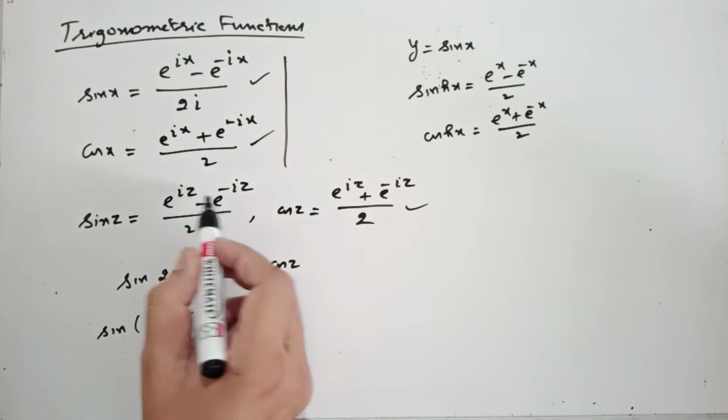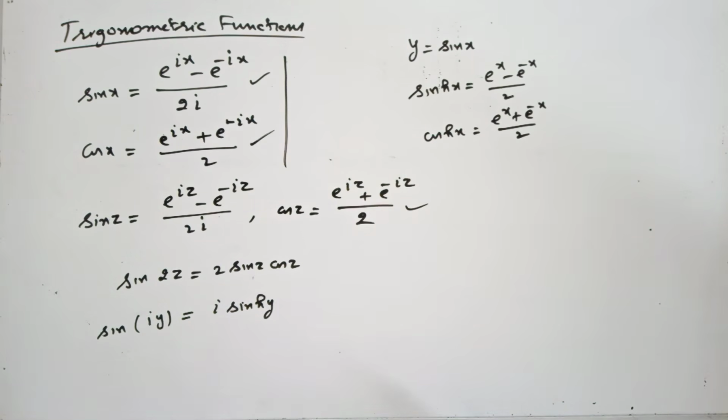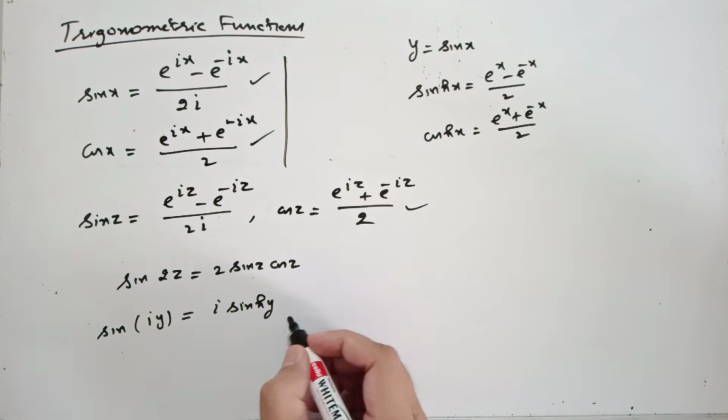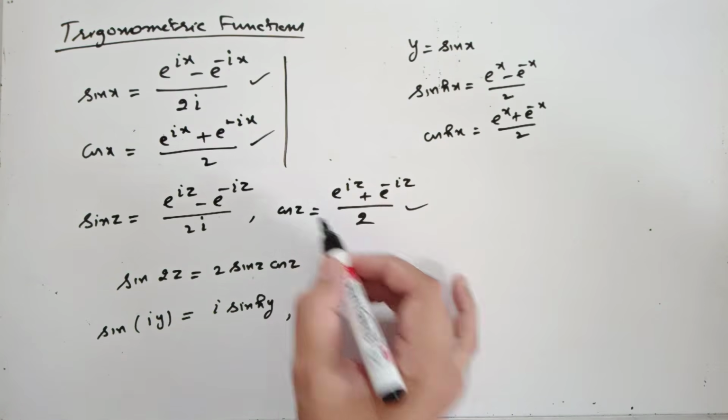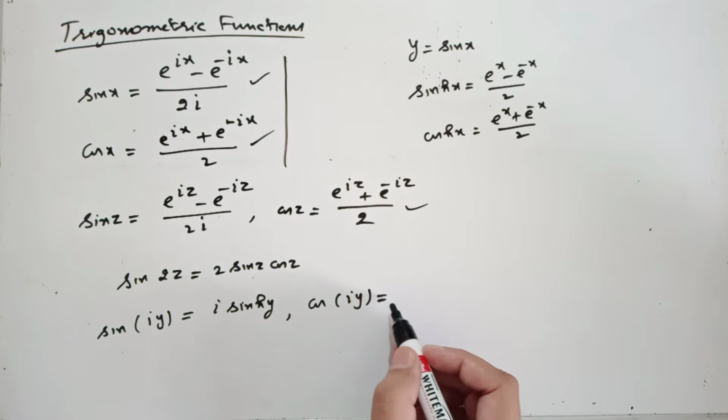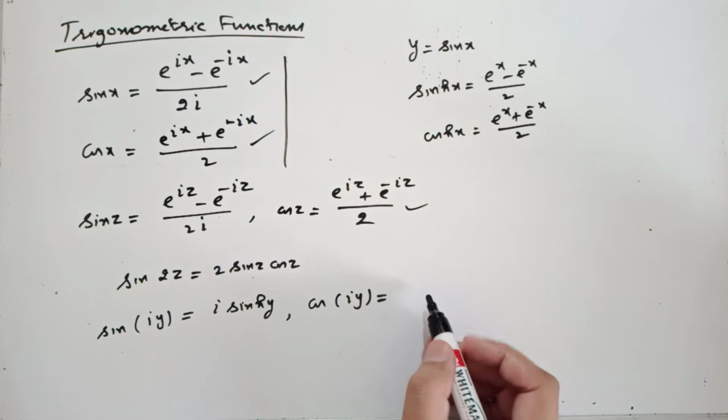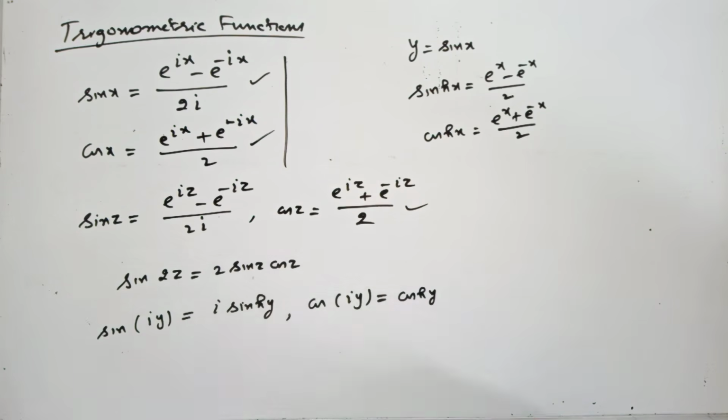Just replace z equal to iota y here and you will find that it is equal to iota sine hyperbolic y. Likewise cos iota y, in this definition put z equal to iota y, you will see that it is equal to cos hyperbolic y. Why have I written this? Because I want to express sin z in terms of its real and imaginary parts.